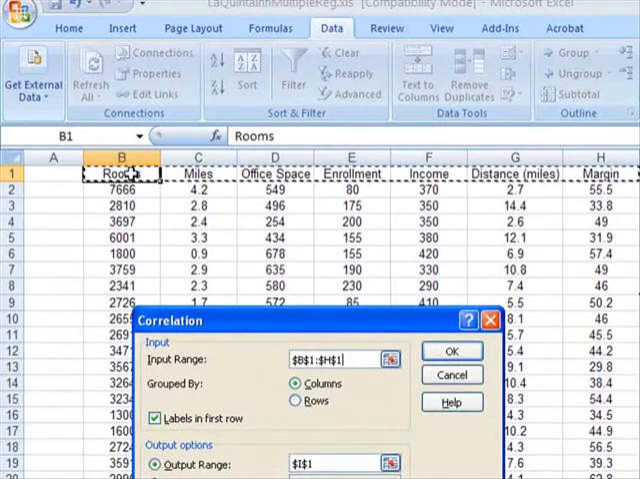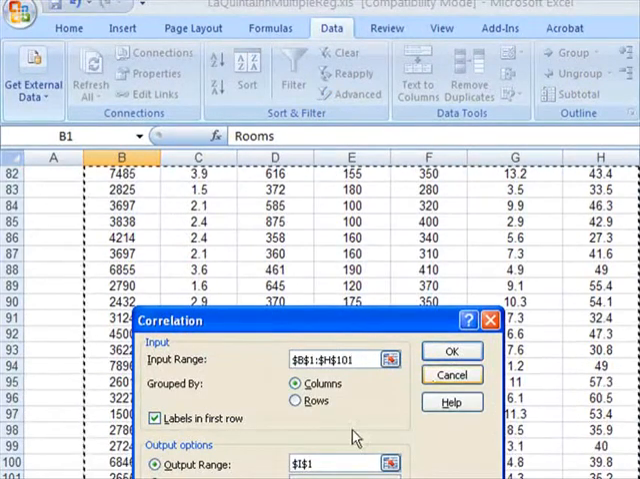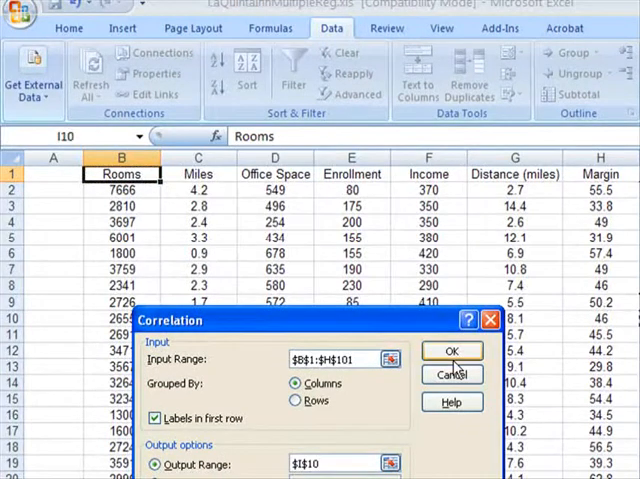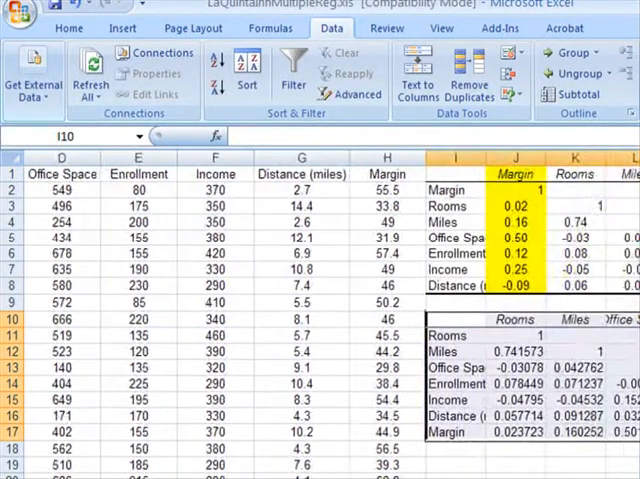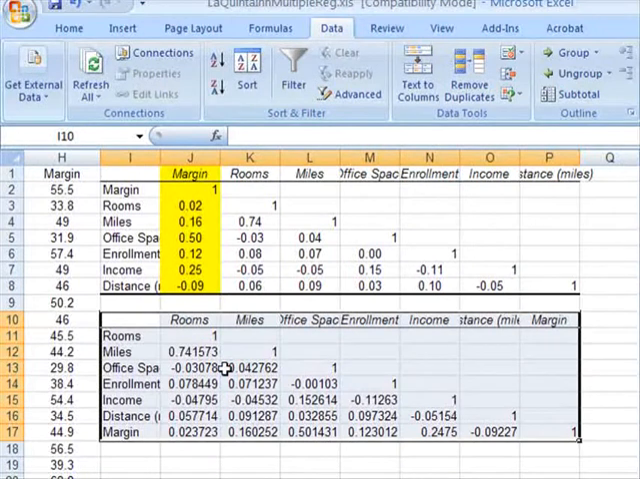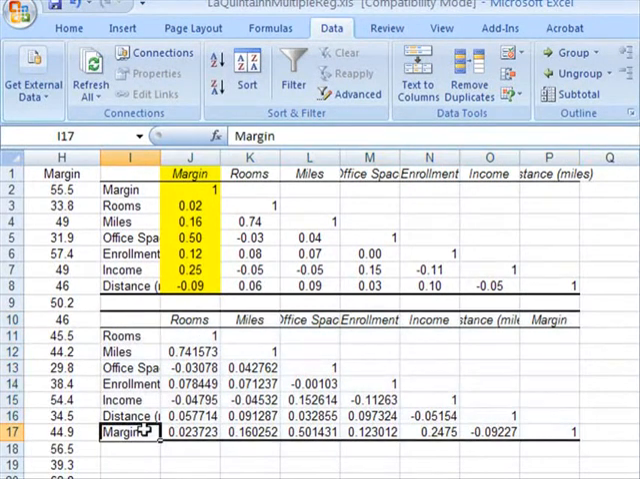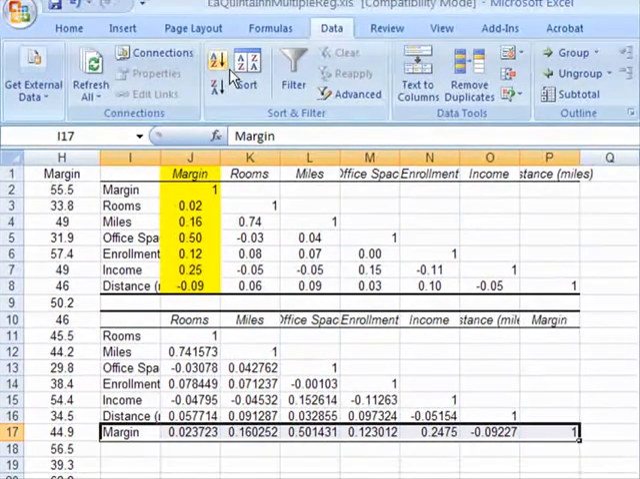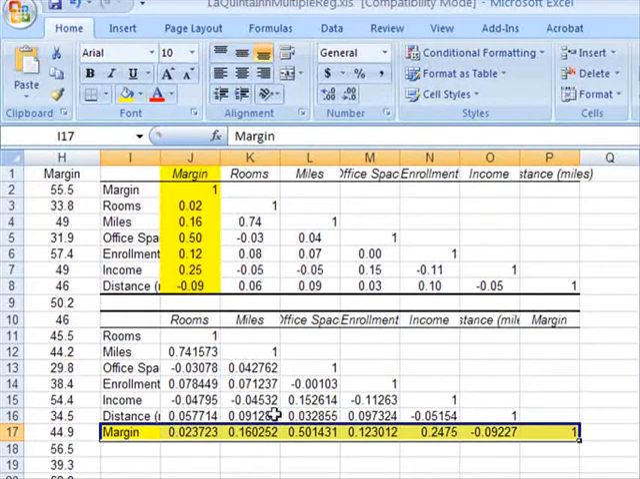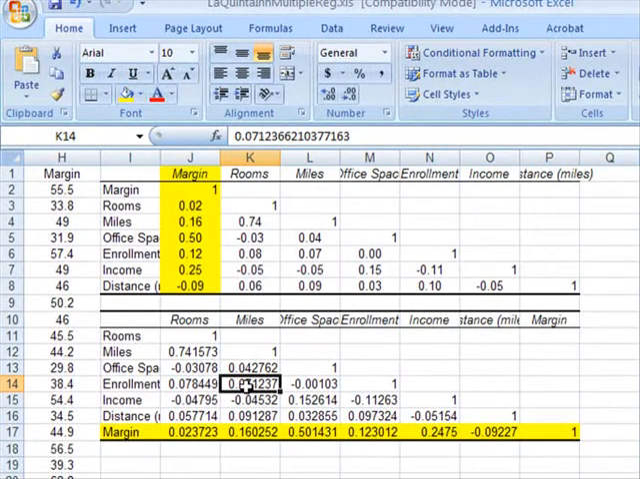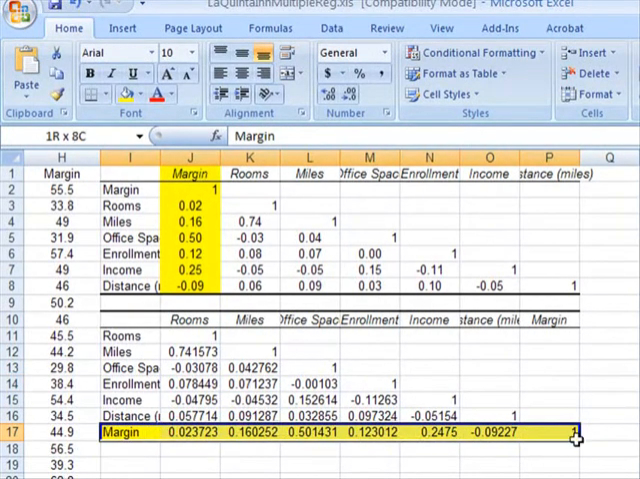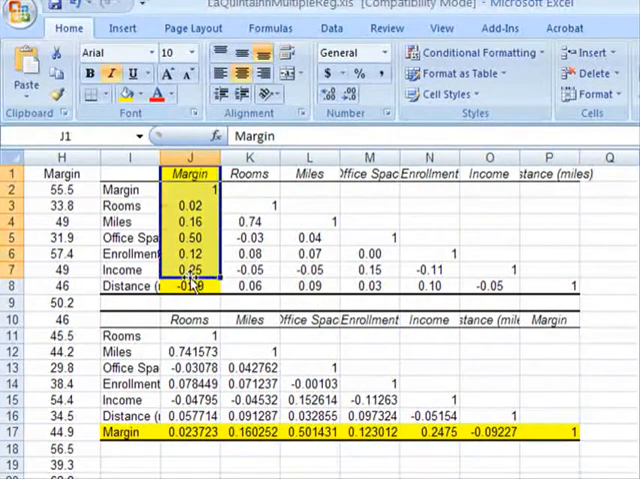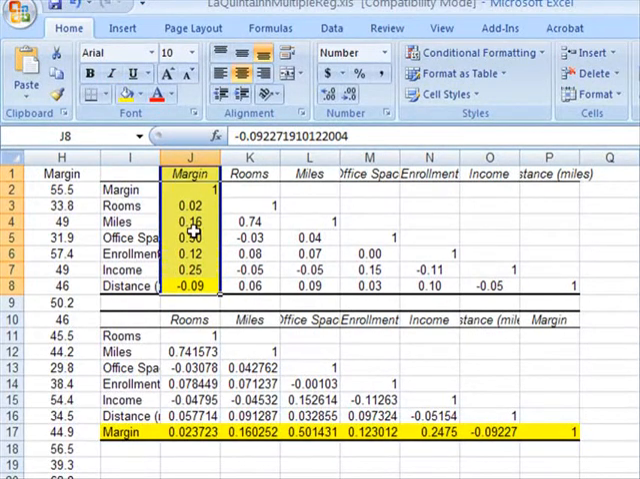Let me show you how it looks when the y is on the far right. I'm just going to place it here. Notice that it changes a little bit: margin is now a row. So all you have to do is see where your y is and highlight it, no matter if it is a row or a column, just to make sure that you do not analyze those as part of your multicollinearity.